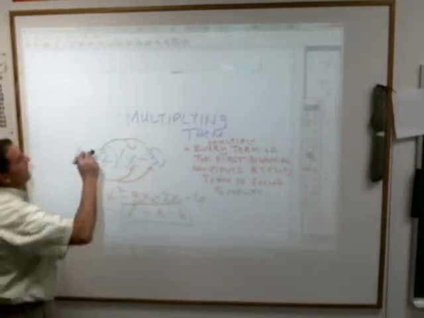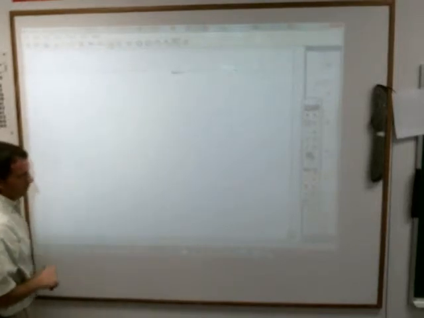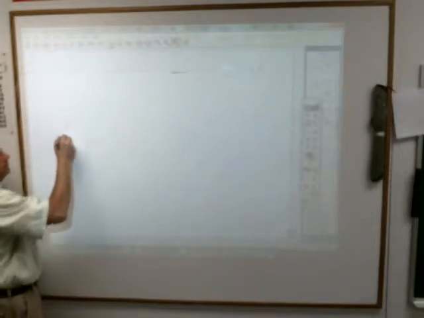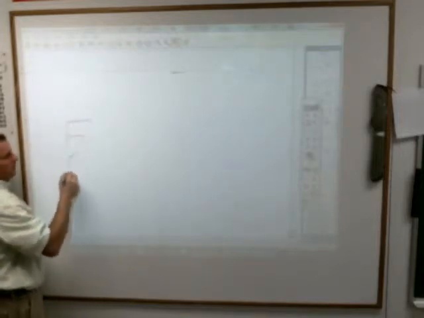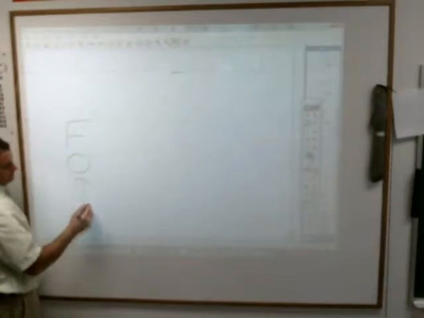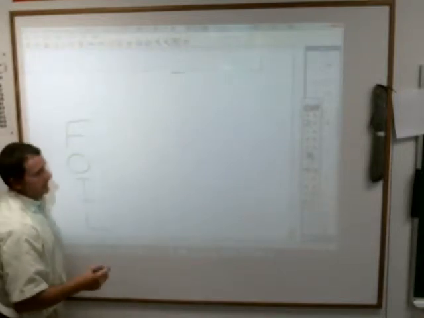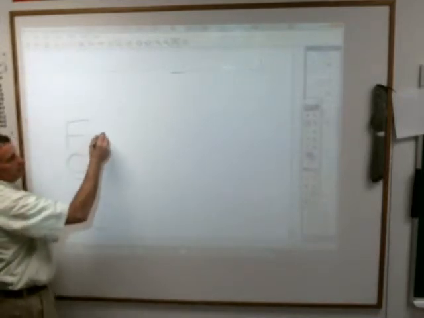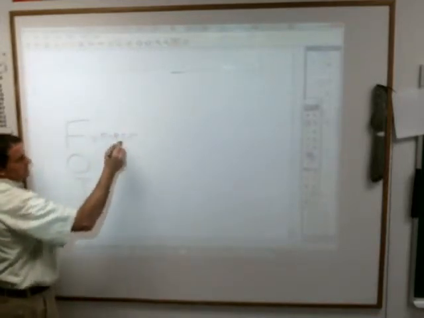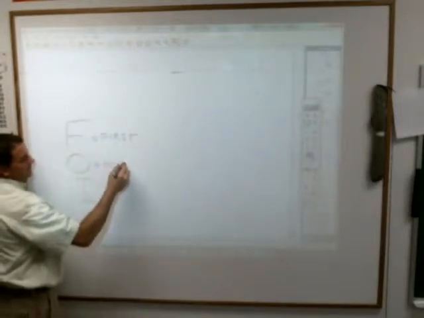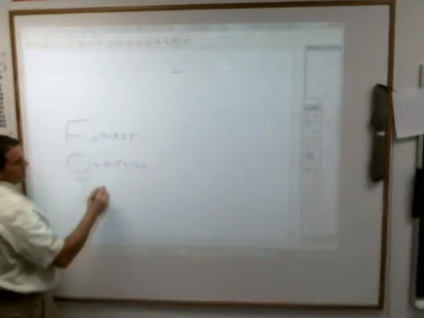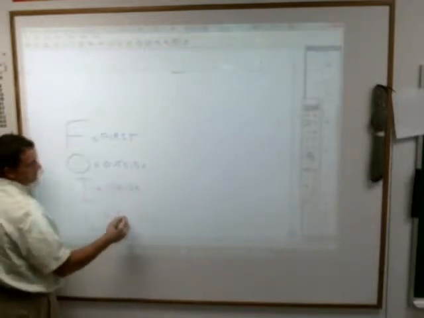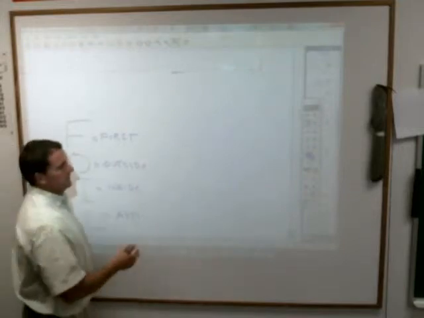Now with binomials, math books want you to remember this, and you'll hear this, and don't say why do we do this, because they do. They will talk about using FOIL. And what it stands for is this. It's a simple little acronym. It stands for first, outside, inside, and last, which means this.